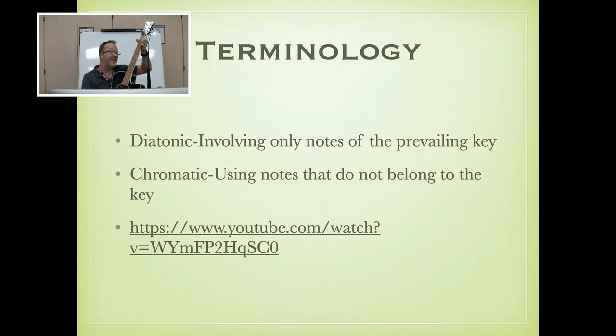those are notes that are in the key of D. You don't need to know that specifically, but if I'm going to play in the key of D, those would be only the notes from the D scale, so those are diatonic notes. Chromatic is using notes that do not belong in the key. We're going to watch another video here to let you hear exactly what I'm talking about when I'm talking about diatonic and chromaticism.